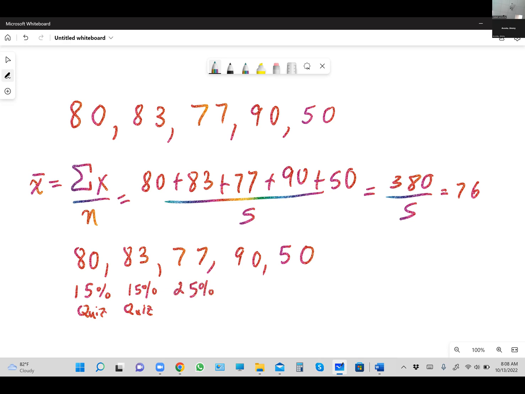This was your midterm. We don't have midterms anymore. I don't know why they did away with it. Thank God.